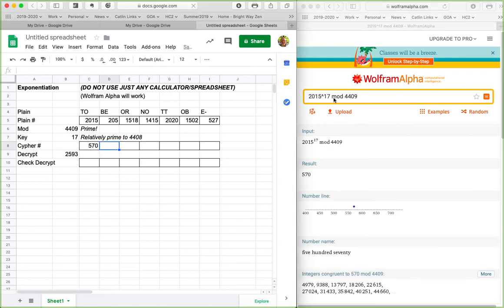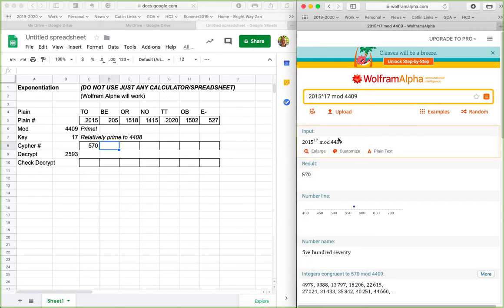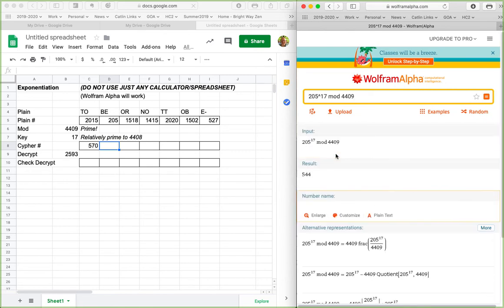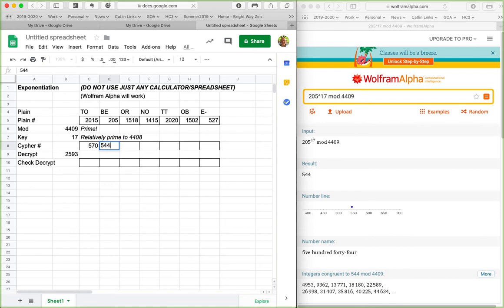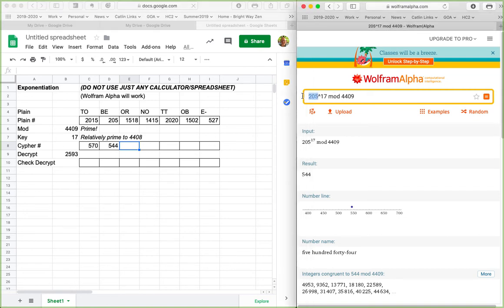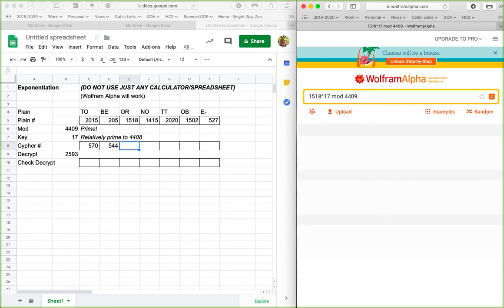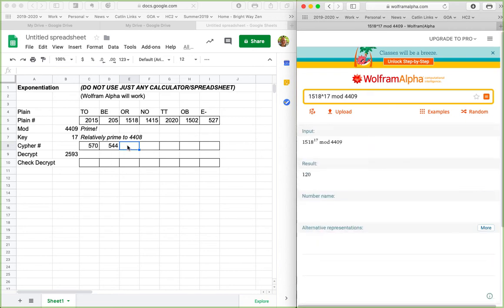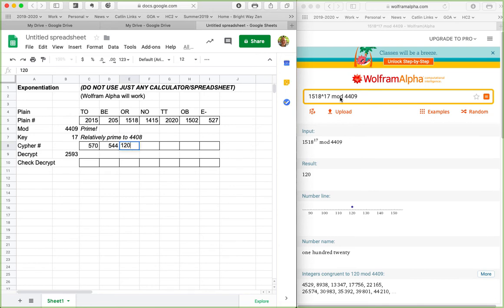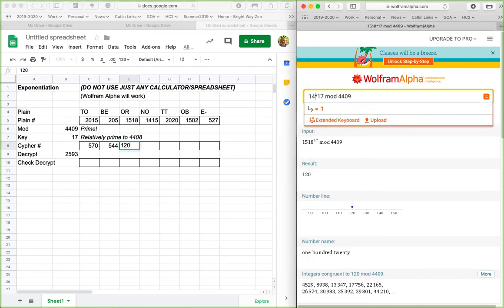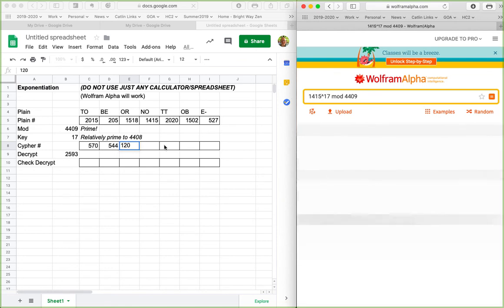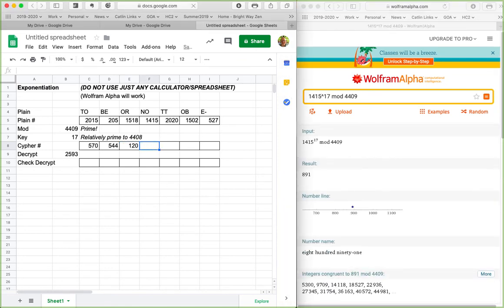Okay. And let's do the next one, 205. So that's easy because I can just delete the 1. So 205 to the 17th, mod 4409, and I get 544. So not quite as automatic as what we did before working with a spreadsheet, but we just can't trust what's going on in the background over here. I'll just do a couple more, 1518 to the 17th. And that's going to be 120, and I'll just do one more. And then you should have the idea by now. So 1415. And that's 891. Okay, so you can do the rest on your own if you want to try that out.